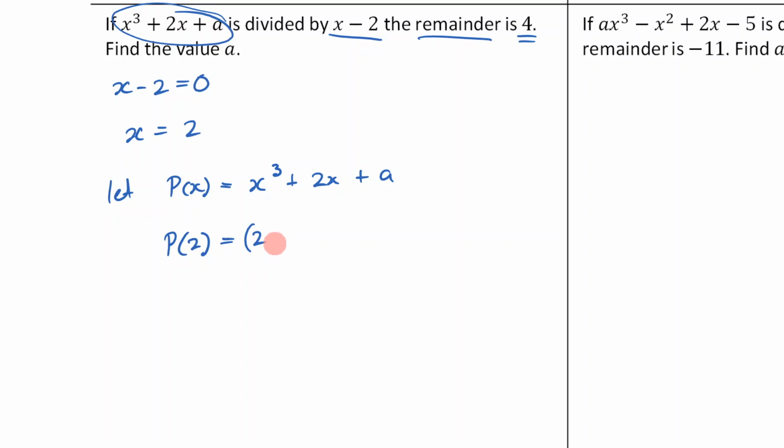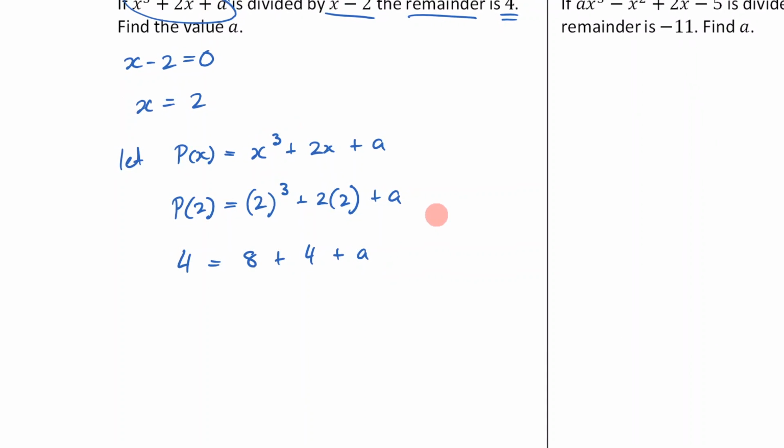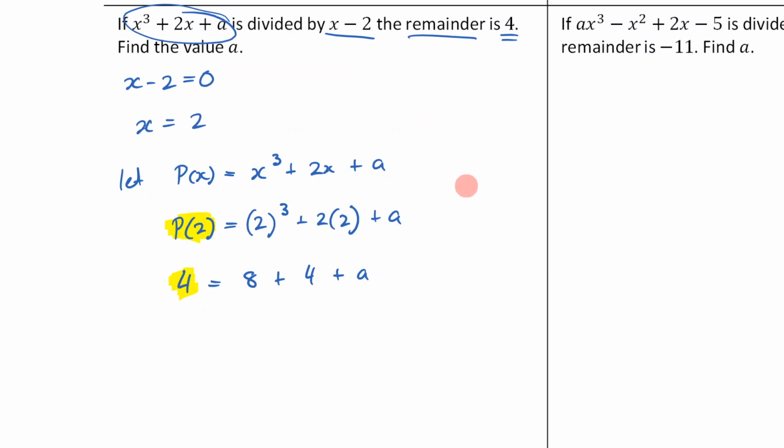Let's put 2 cubed there. This is going to be 2 plus a. So I know that this is going to be equal to 4. So let me go 4 is equal to 8 plus 4 plus a. Hopefully that makes sense of what I've done here. I know that p of 2 is going to be my remainder, and my remainder is 4, simply because they've told me the remainder is 4. So now it's just a matter of solving for a.